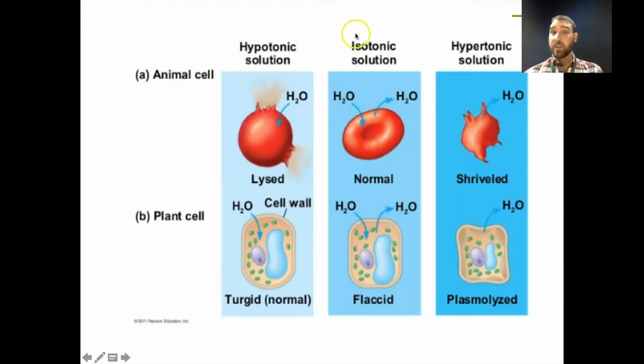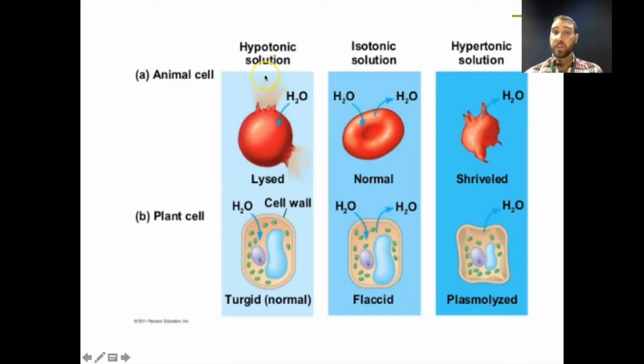So here's some terminology: hypotonic, isotonic, and hypertonic. So in an isotonic solution, there's the same concentration of substance on each side of the membrane, or the semi-permeable barrier. So here we have water going in and water going out, but it's going in and out at the same rate, so the cell doesn't change size.